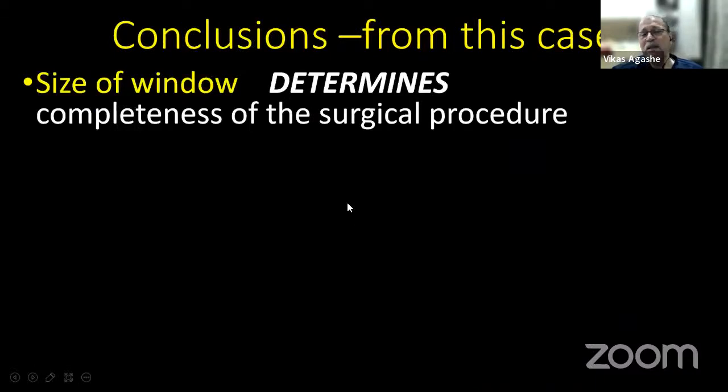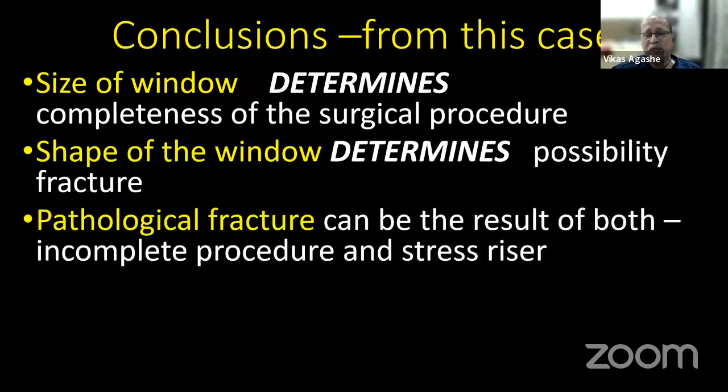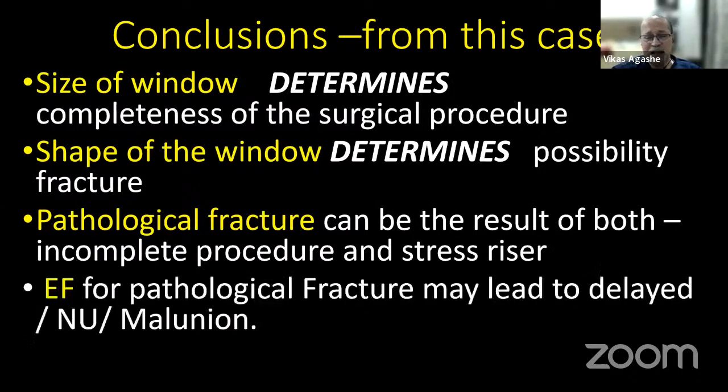So, conclusion: the size of the window determines completeness of the surgical procedure. The shape of the window determines the possibility of fracture. Pathological fracture can be the result of both incomplete procedure and stress riser. And lastly, an external fixator may lead to malunion or non-union, and that is why more and more people have started opting, especially for long bone osteomyelitis, for a nail and a musculate.